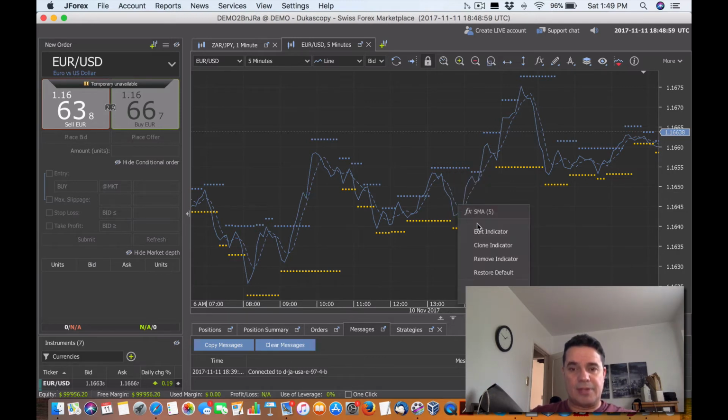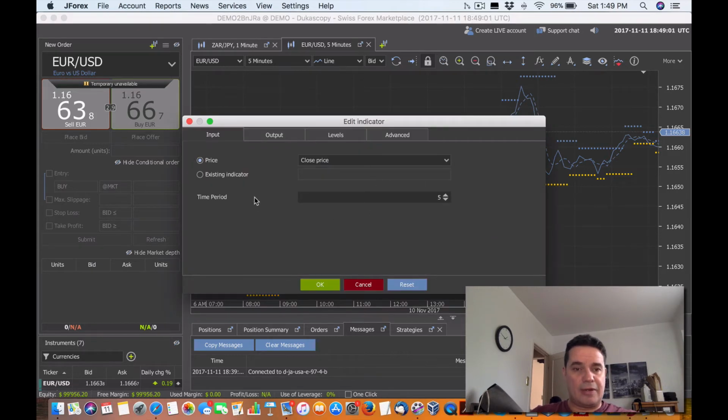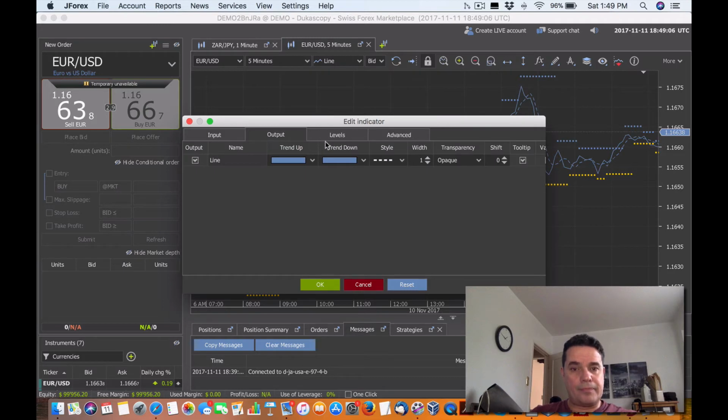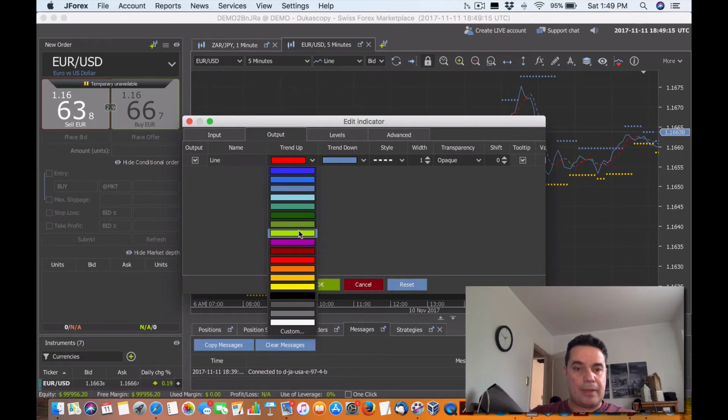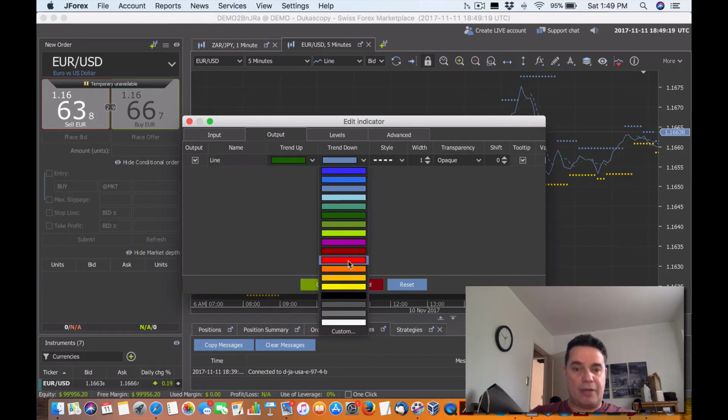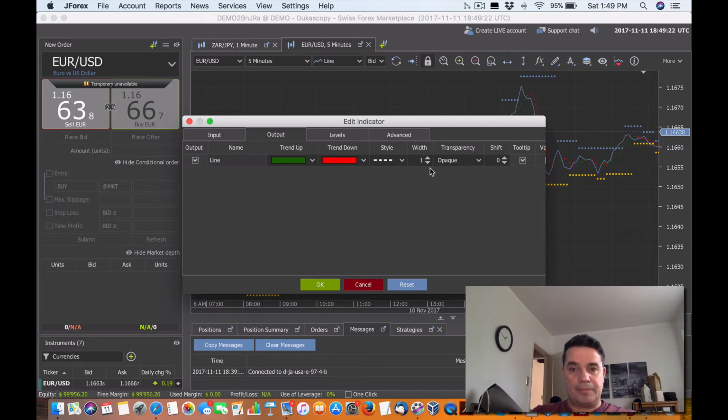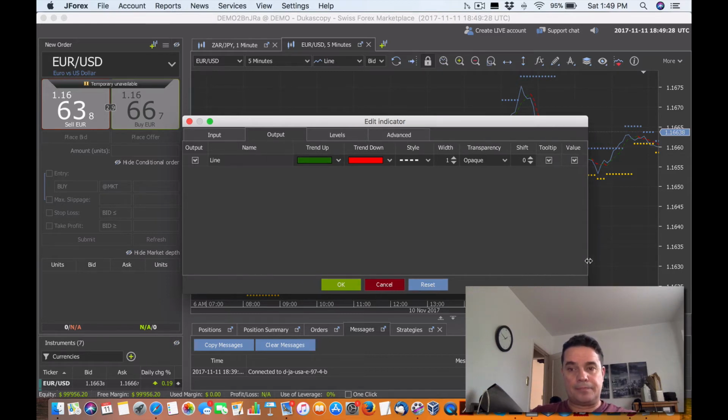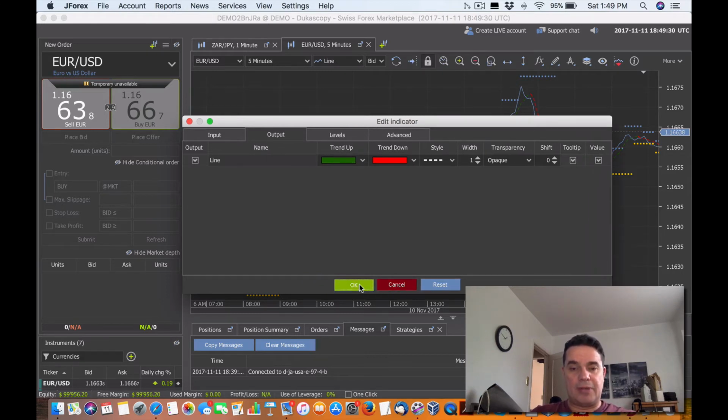Okay, so let me just change that to a different color. So we're going to change it to, I don't know, red. So we have a trend up. Actually, so we'll do this. Trend up is green, and then we'll do a downtrend of red. Okay. So not shifting or anything wonky like that. Okay, let's see what happens here.